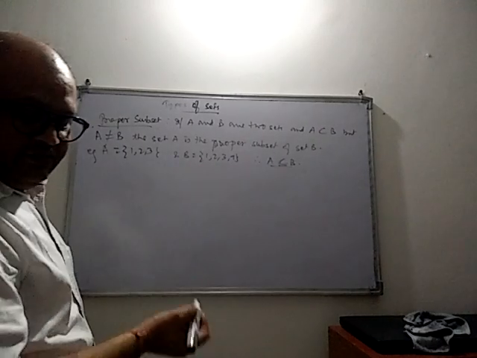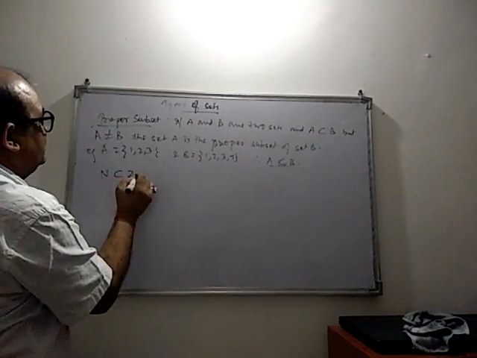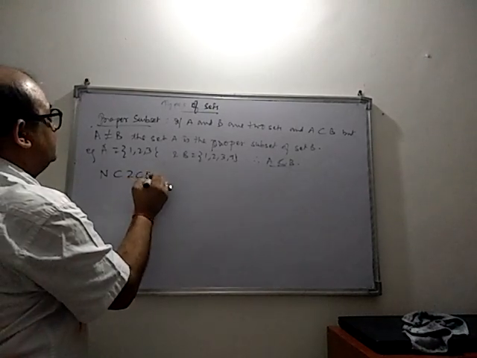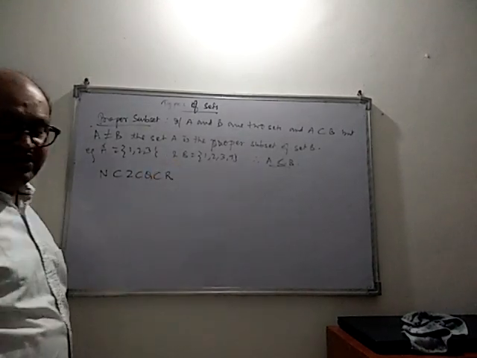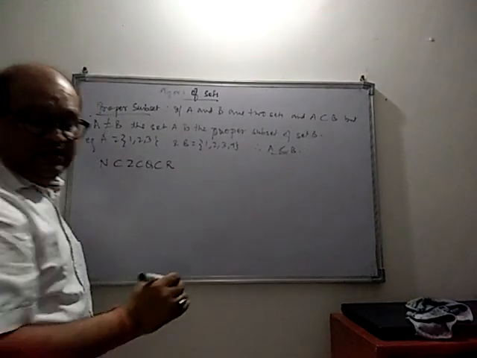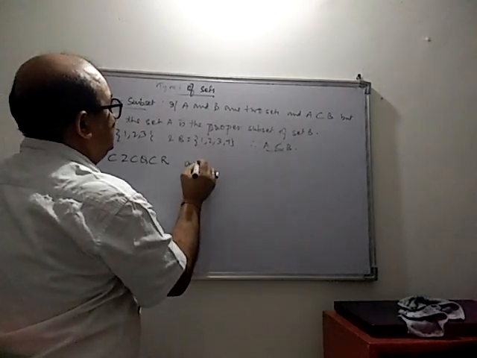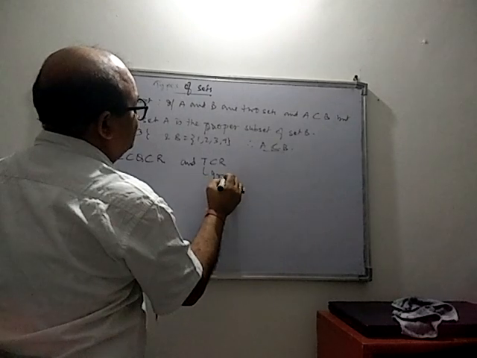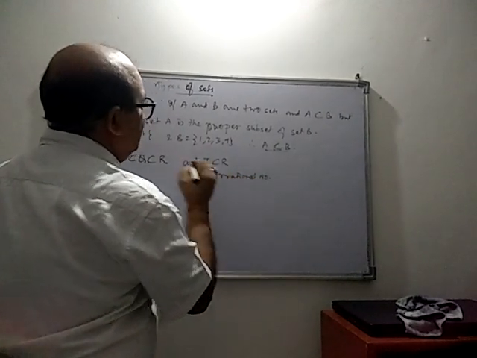Suppose N, the natural numbers, is a subset of the integers. Integers are a subset of the rational numbers. Rational numbers are a subset of the real numbers. But this is the irrational numbers, denoted by T. T is a subset of the real numbers.